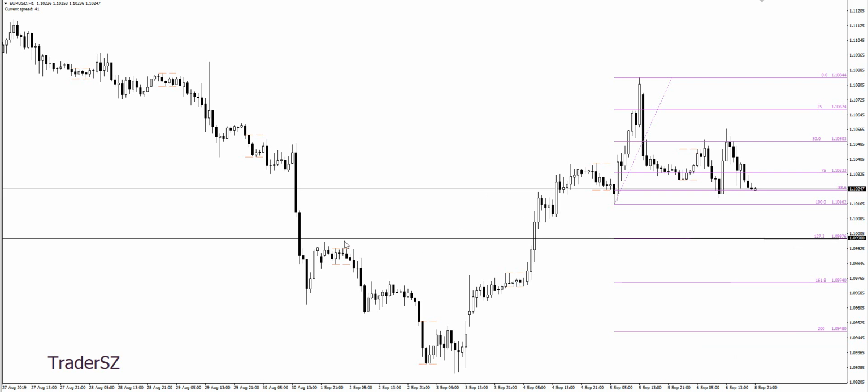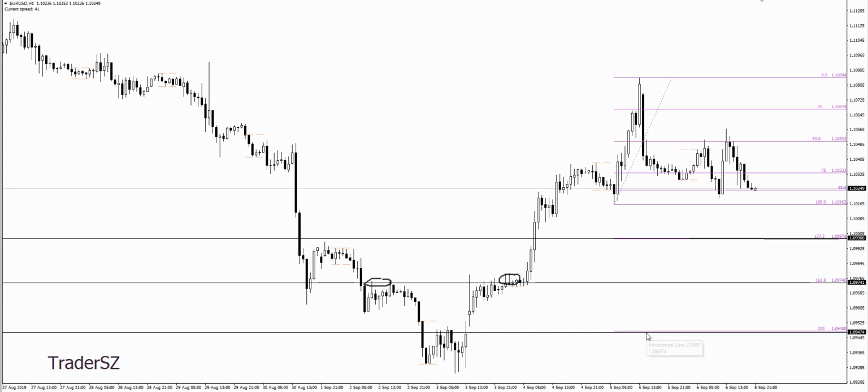Does that line up with structure? Well, it's close to that structure level, so that's going to be a key level to watch out for. Further down, the 161.8 just so happens to line up with these highs here, okay. And then the 200% just so happens to line up with this. So if it is to break down, you've got a clear short-term objective to reach for.